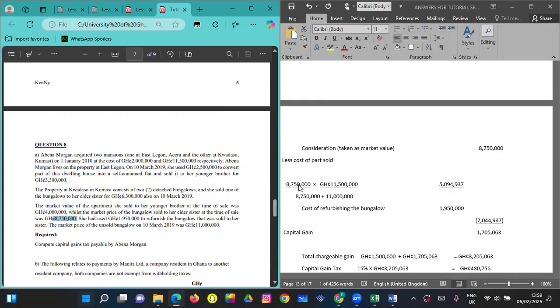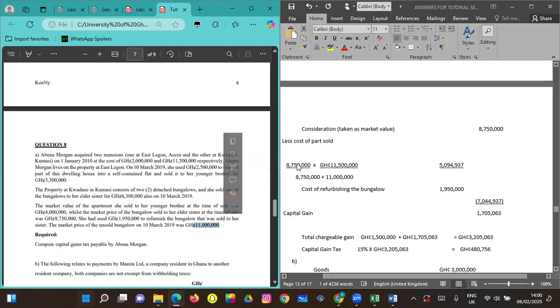Where A is the sum realized, which is the market value they are using here, and then C will be the cost as at that time. And then A again, the sum realized, and then the 11,000 here is the market value as at that point of the unsold one, which is the normal formula we've been using. So in all, this is the cost we got.